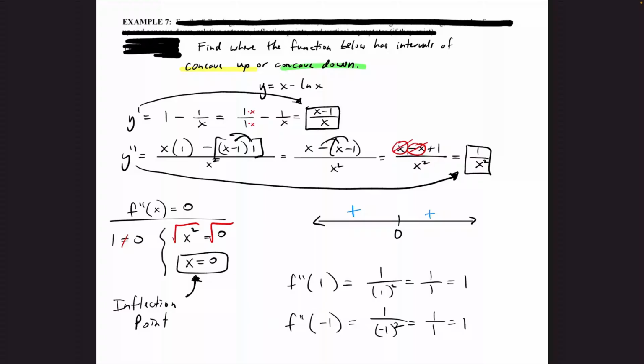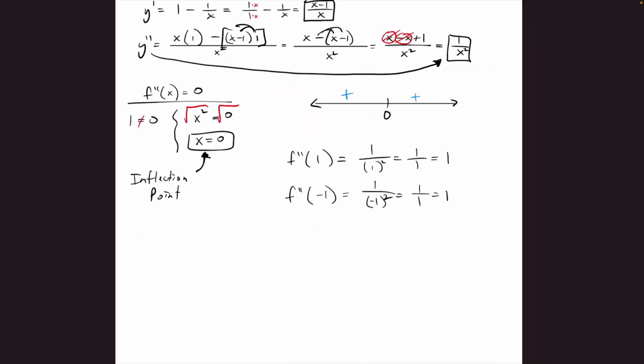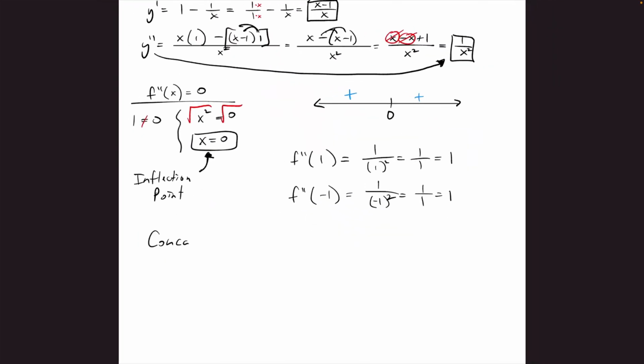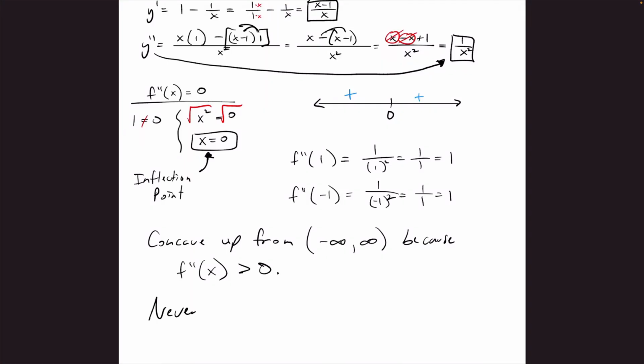Okay. All right, so where is it concave up? Everywhere. Where is it concave down? Nowhere. Minus infinity to infinity. So yeah, we would say concave up from negative infinity to positive infinity because f double prime is always positive. Never concave down. Okay.